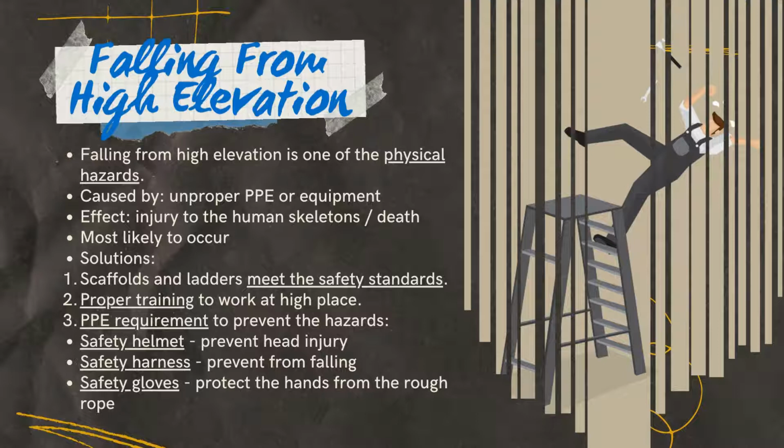Solutions: scaffolds or ladders that meet the safety standards, and proper training for the workers to work at high places. PPE required to prevent the hazard is a safety helmet to prevent head injury, a safety harness to prevent from falling, and safety gloves to protect the hands from the rough rope.